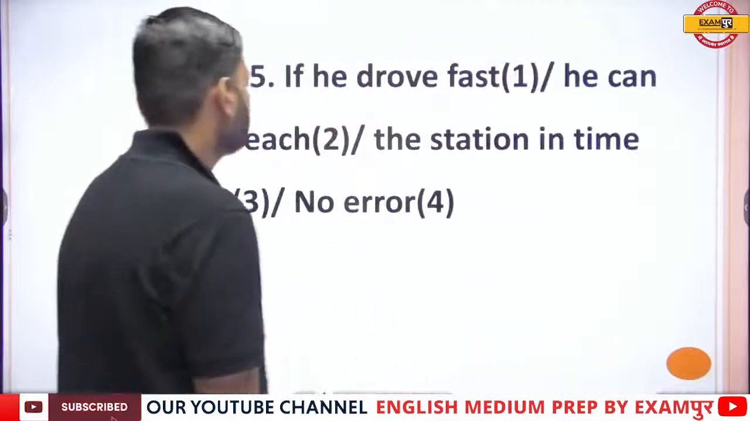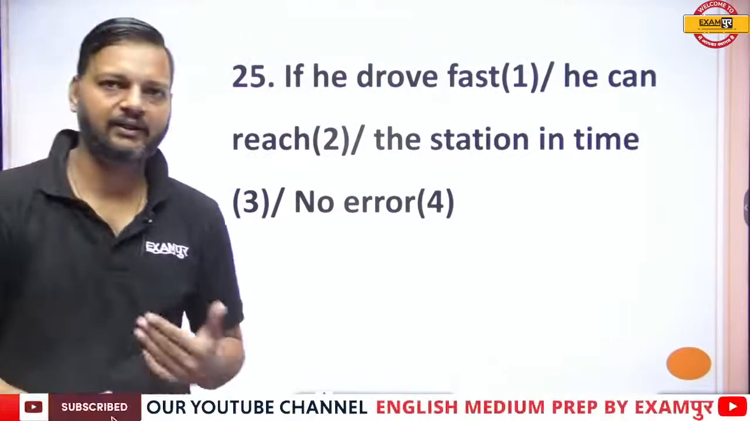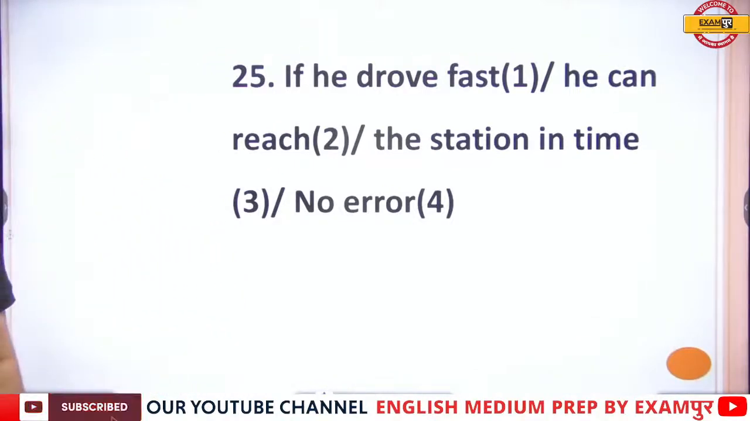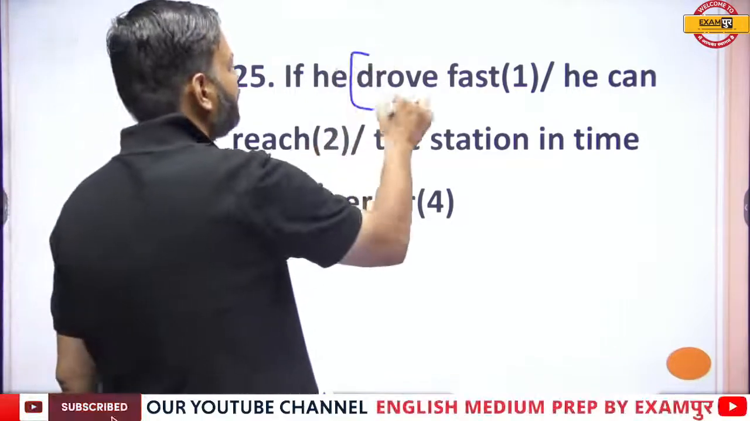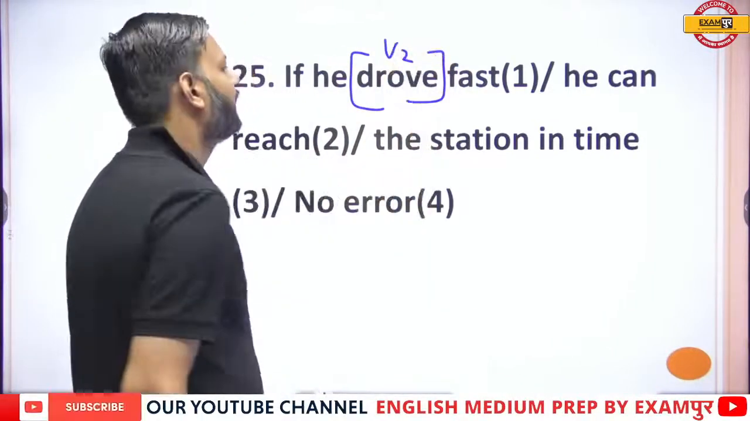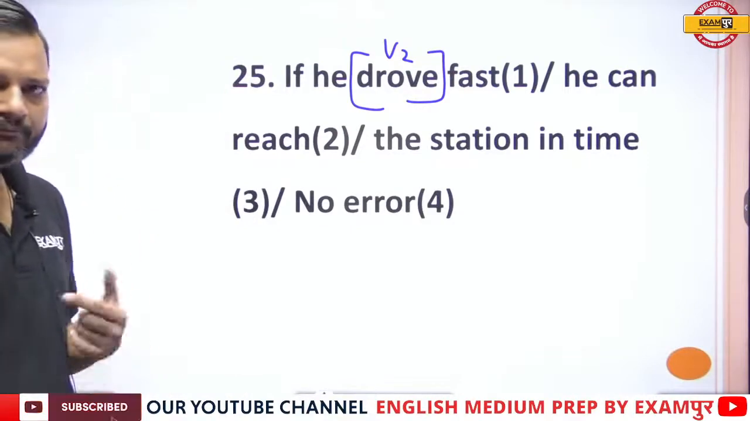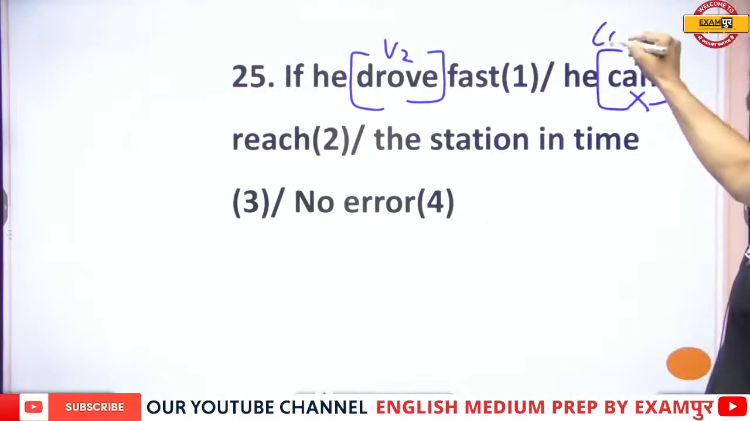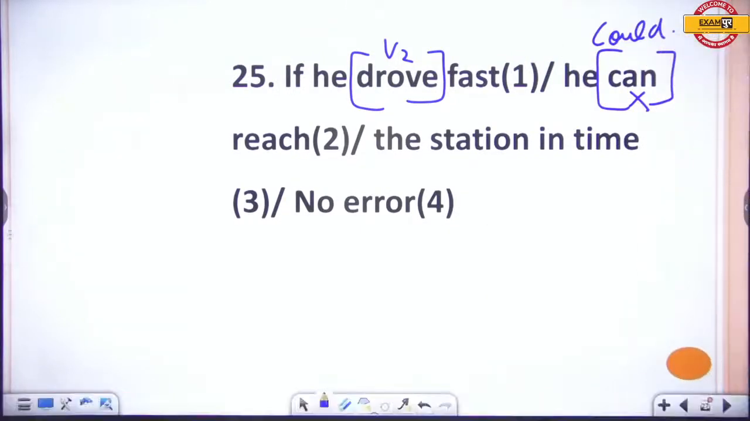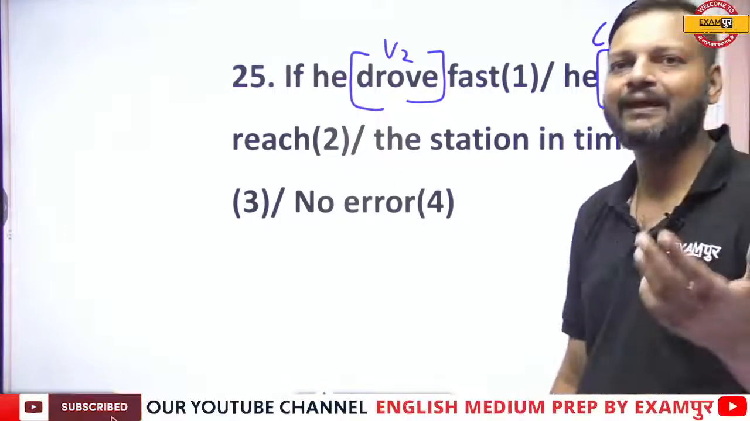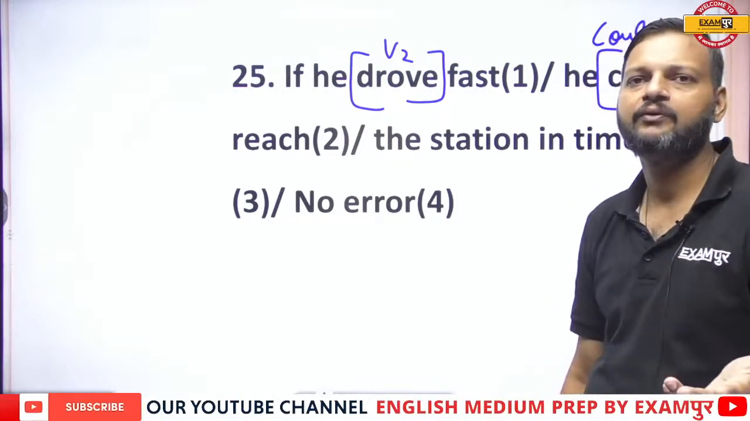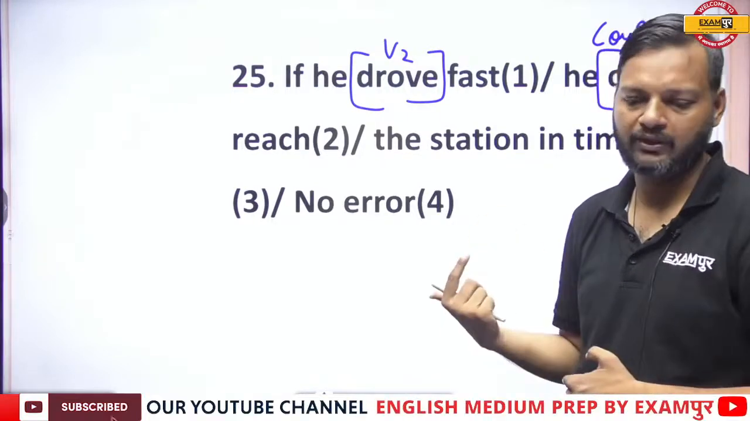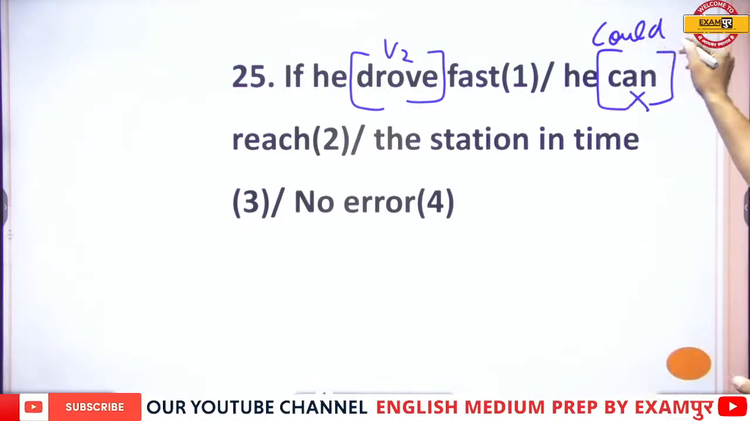Now, last question for today's class. Rest we will study in our next class. This is the last question for today. If he drove fast, he can. See, drove is the second form of drive, and since the if clause is in past indefinite tense, we cannot use can in the main clause. In place of can, we have to write could. Okay, because past indefinite tense in the if clause cannot be followed by can or will or any first form. If there is past indefinite tense in the if clause, we have to use the second form in the main clause as well. So in place of can, we have to write could.